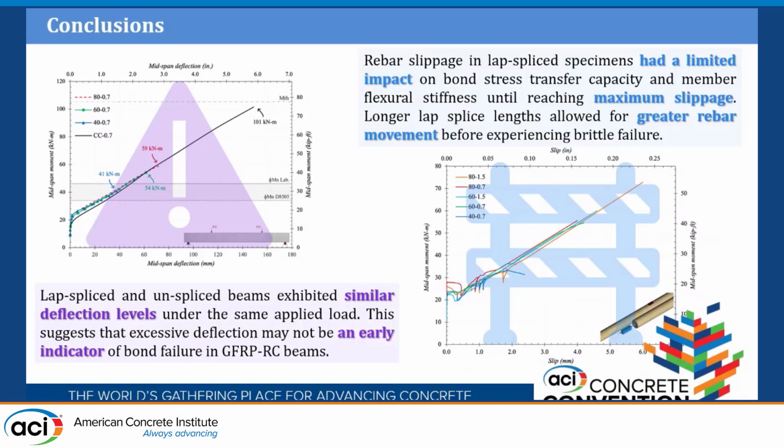So finally, some conclusions. First, the rebar slippage in lap-spliced specimens had a limited impact. We wanted to correlate that slippage value with a bond failure, but based on the data, that wasn't a way to go, and also because we lost some of the potentiometers, so we lost measurements there. Lap-spliced and un-spliced beams exhibit similar deflection levels. So again, we were expecting that after the cracking, you would drop that slope, but we didn't see that, and we really reassessed all the data because maybe we or someone from the team made a mistake, but we also compared with some available literature, and they present similar behaviors.